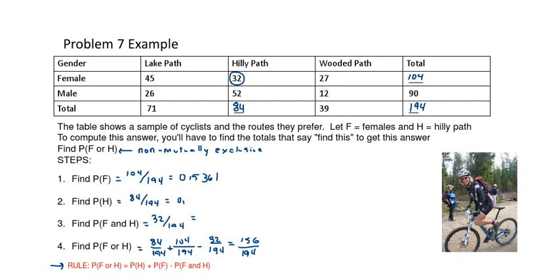0.5361. I misread my notes right here. If I take 84 and divide it by 194, here it is, 0.4330 when we round to 4 decimal places. If we take 32 and divide it by 194, we're going to be subtracting away 0.1649. And that means our overall probability, 156 divided by 194, is going to give us 0.8041 as our total probability.